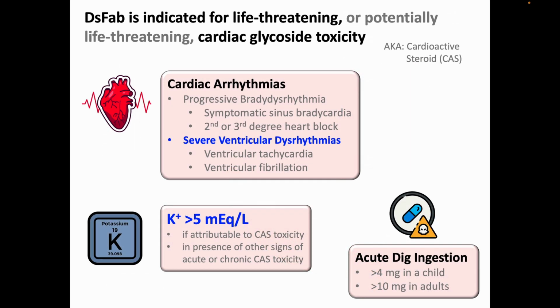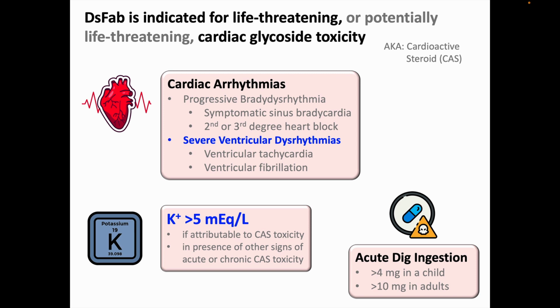Digoxin-specific Fab is indicated for life-threatening or potentially life-threatening cardiac glycoside toxicity. This toxicity may be from various cardiac arrhythmias, including both dangerously slow and, maybe more frighteningly, dangerously fast varieties. Since cardiac glycosides block sodium-potassium ATPase, this blocks the pumping of potassium into cells. A patient with enough systemic toxicity will become hyperkalemic. If we are attributing hyperkalemia with a potassium level above 5 milliequivalents per liter to cardiac glycoside toxicity, that in itself is an indication for treatment.